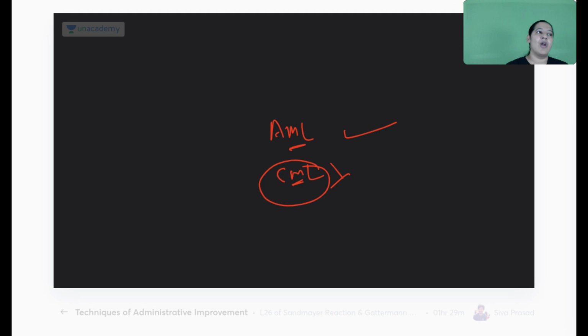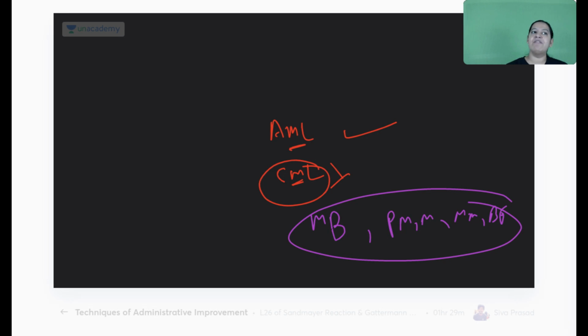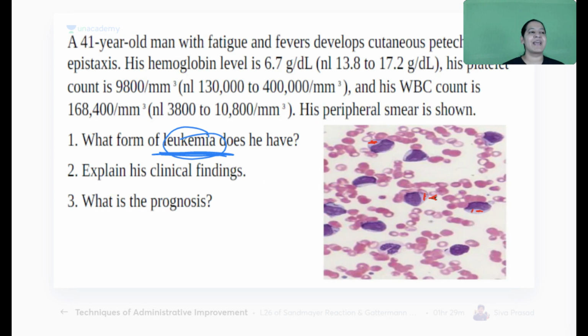Because in CML, along with myeloblast, other cells are also present. That is promyelocyte, myelocyte, metamyelocyte, and band form. We find all precursors in the blood. But in AML, we find only myeloblast. Other precursors of neutrophil are not present. So here in the image, I can see all the cells are myeloblast. This one, this one, this one, this one, this one. Only myeloblasts are there. It is not promyelocyte, myelocyte, metamyelocyte, band form, everything present. No, it is not like this. So the answer is typically AML.